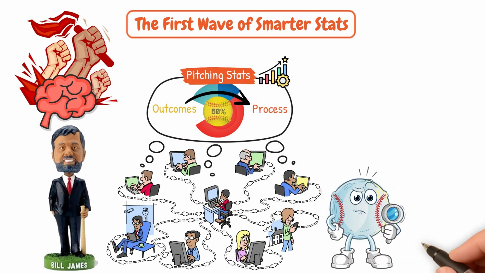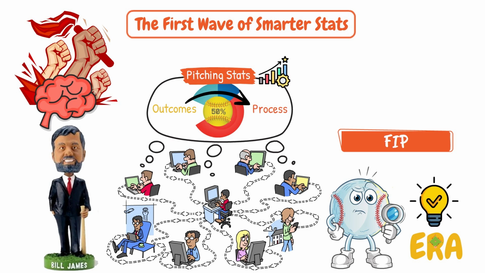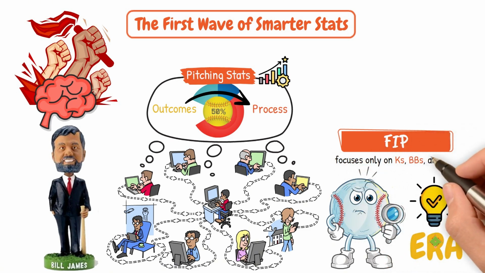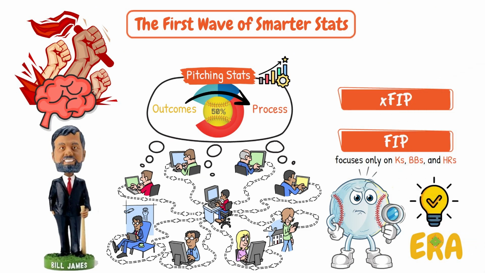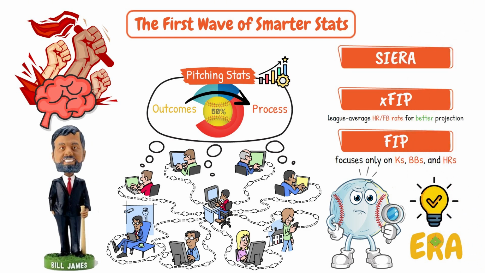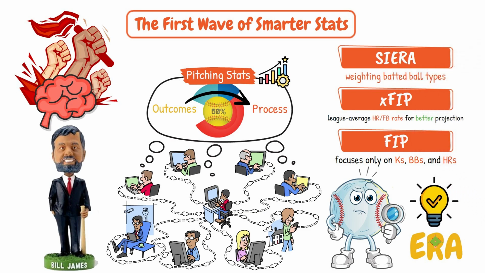That meant looking beyond ERA and developing stats like FIP, or fielding independent pitching, which focuses only on Ks, walks, and home runs, all things a pitcher can control. xFIP adds a league average home run and fly ball rate for better projection, and SIERA, which takes it even further, weighting batted ball types. This was the control what you can control era.